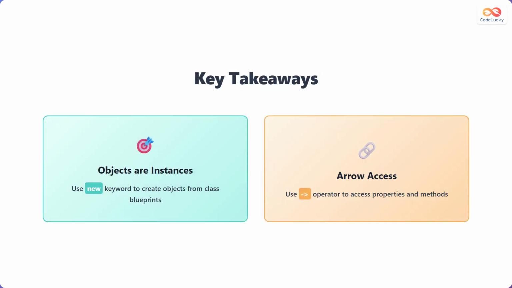Let us summarize key points from this video. First, objects are instances of classes, and we use the new keyword to create them from class blueprints. Second, we use the arrow operator, that is the -> symbol, to access properties and methods of an object.